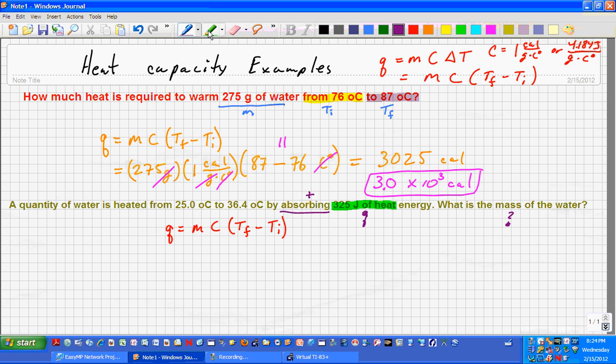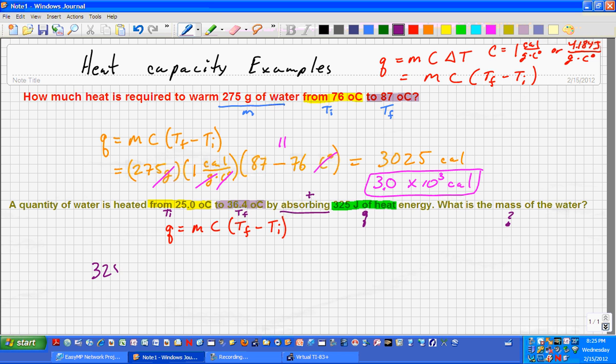I'm going from 25 degrees Celsius to 36.4 degrees Celsius. So this first one is going to be my T initial. This second one is going to be my T final. So I've got everything I need. I can go ahead and start plugging in, substituting.